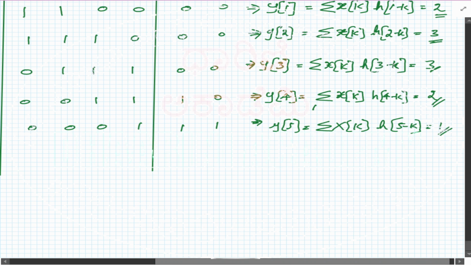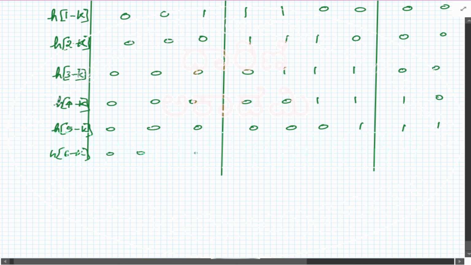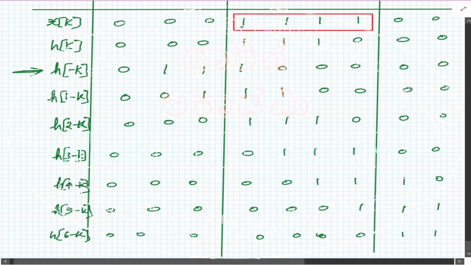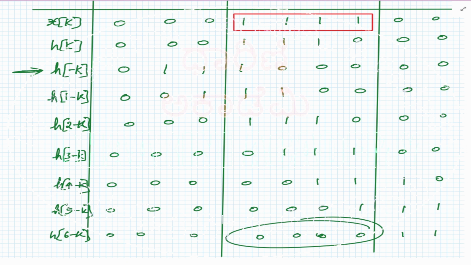Now you give a next shift and just check what happens. Okay. So h of 6 minus k becomes 0, 0, 0. You see all zeros are inside our region of interest, correct? Because the 1 1 1 is completely moved out of the box. Now you multiply 1 1 1 with this last row, it's always 0, right?